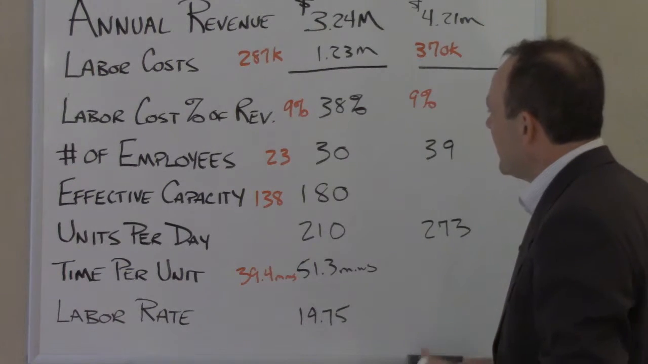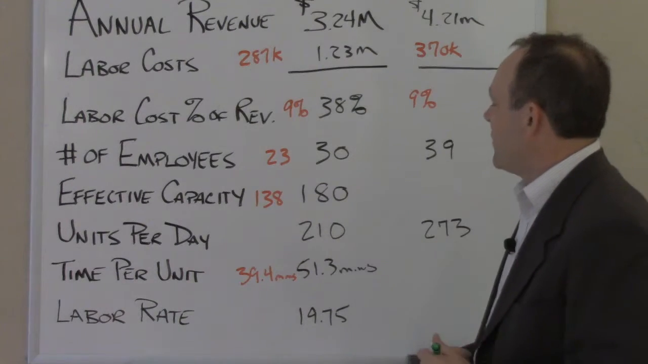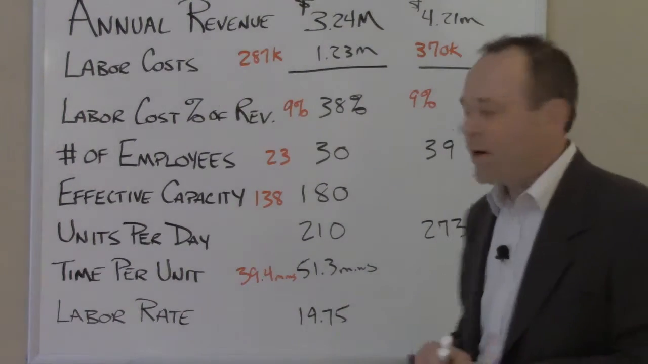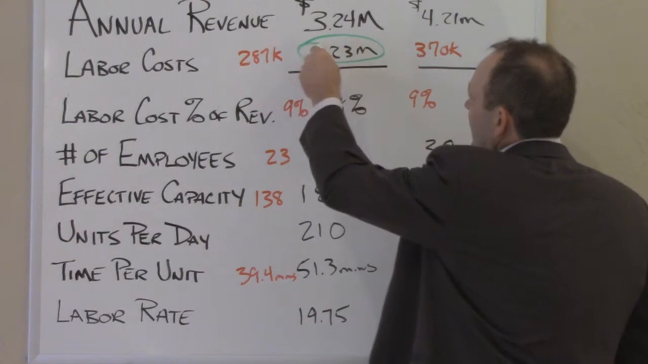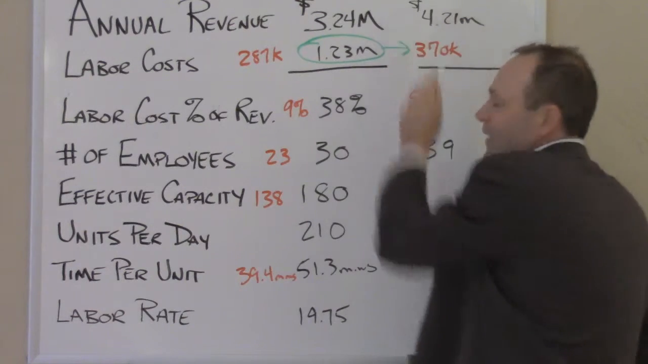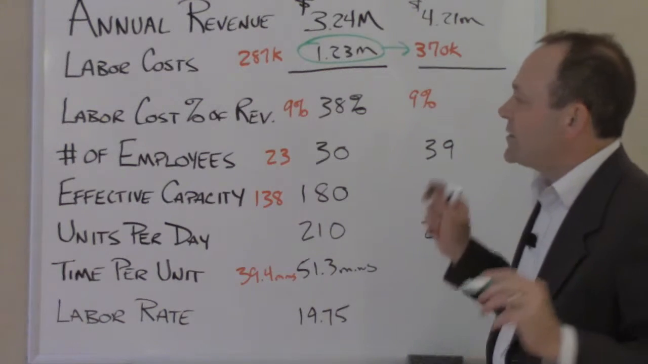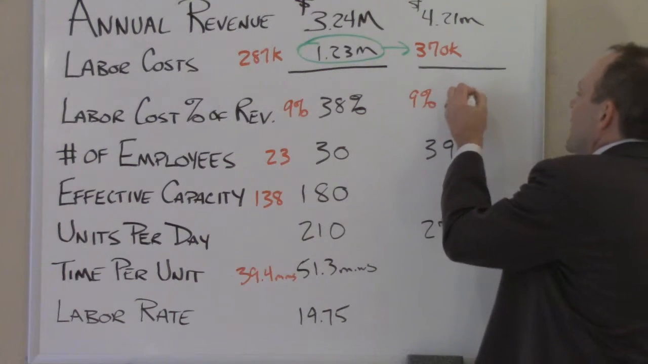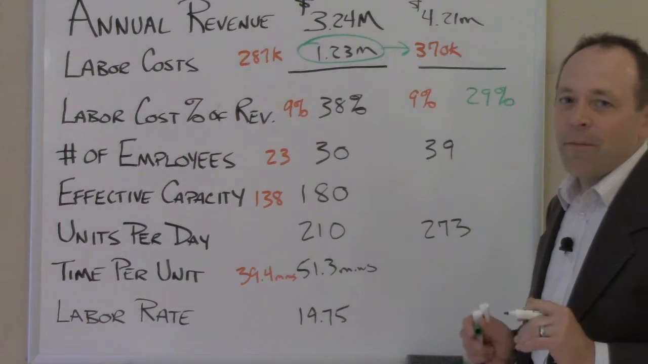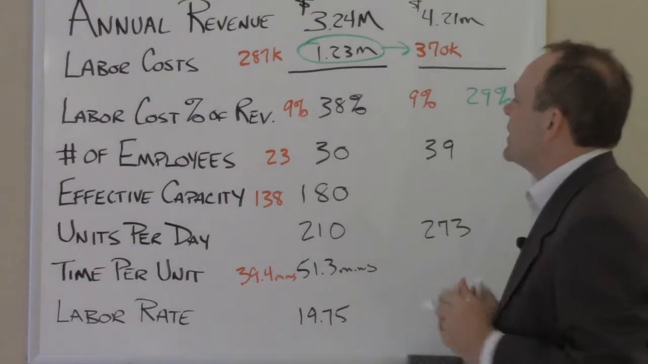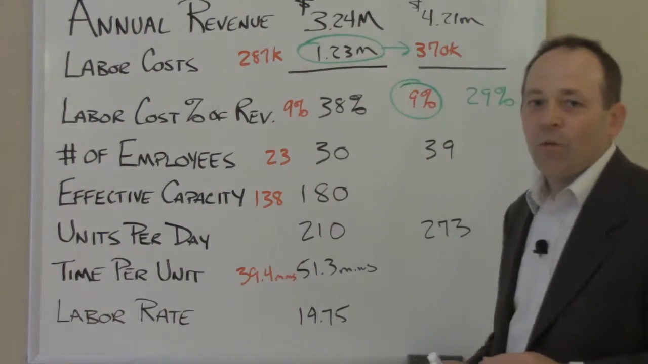So what do we do? Well, if we know that we can produce the additional output with the same number of employees, that's what we need to work toward. When we do that, we find out that our labor costs per year will remain the same in the face of the increased revenue. And when we look at the relationship of labor cost to revenue, we find that it's only 29% of total revenue. That's a big step. What we've just said is that by making these changes in the process, you have saved your company 9% of your total revenue.